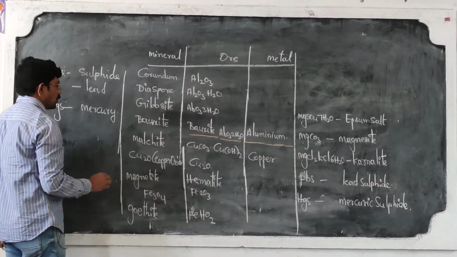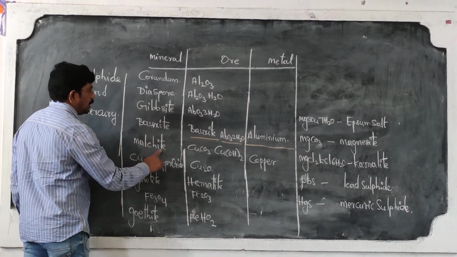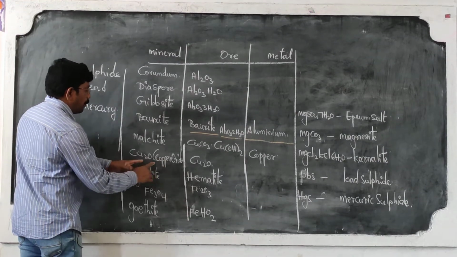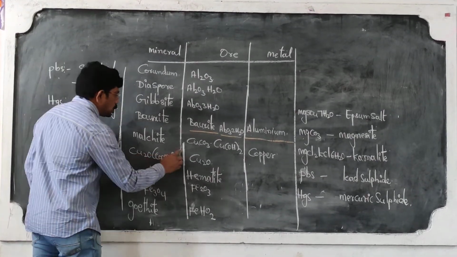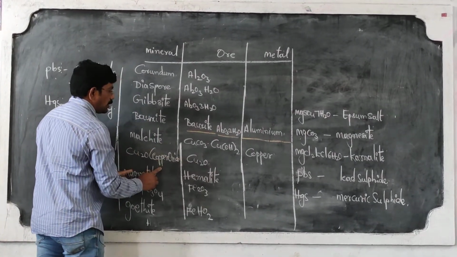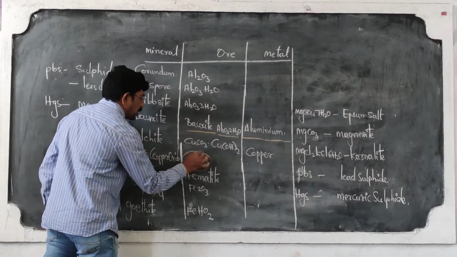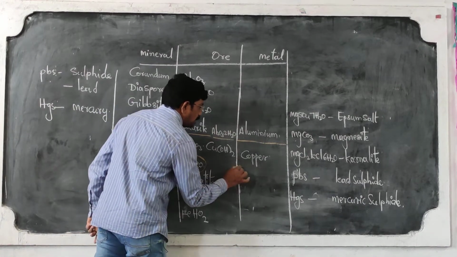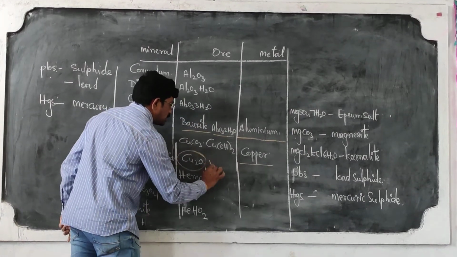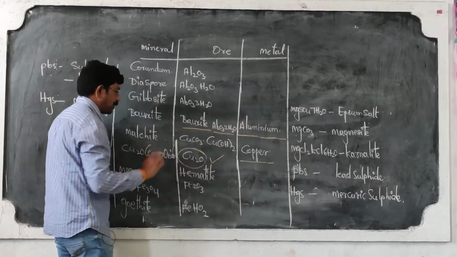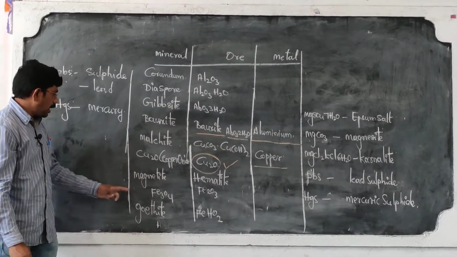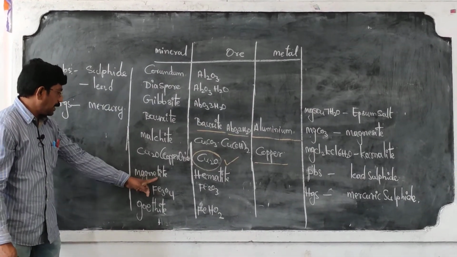In the same manner, observe this one. Malachite, and the next one copper oxide. These two are the minerals, but we use this oxide ore, that is copper oxide, to extract the metal copper. So this is considered as the ore for copper. Are you clear? Next, come to this one, magnetite.